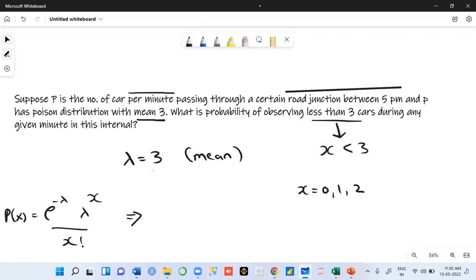Sir, I have a doubt. Yes. Sir, as you mentioned here, x is equal to 0, 1, 2. So we have to calculate P of 0, P of 1, P of 2, like that. Correct. You're saying the right thing.